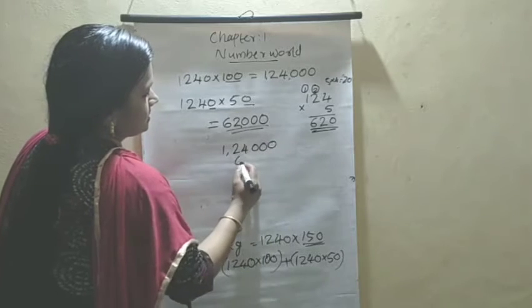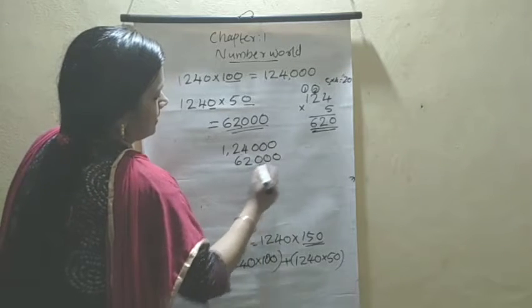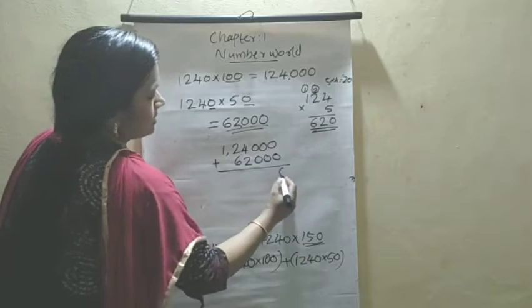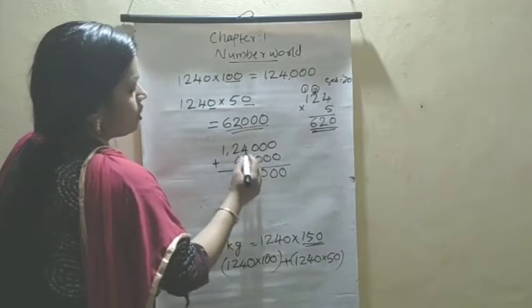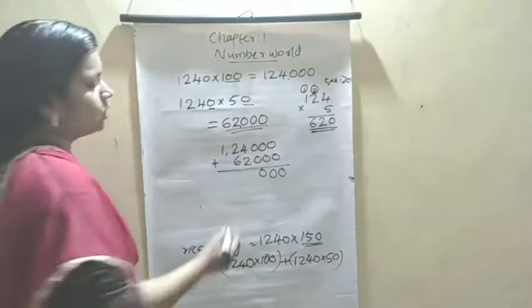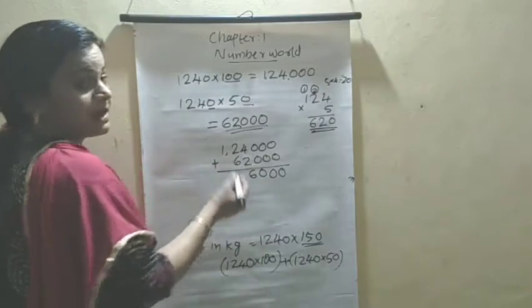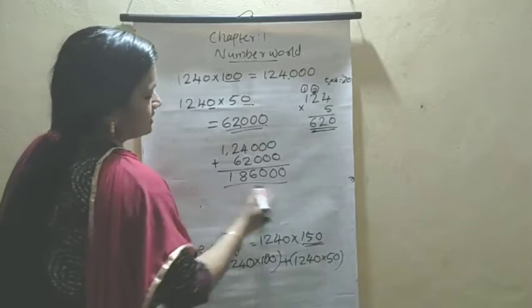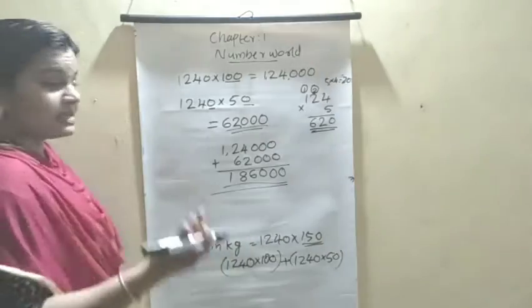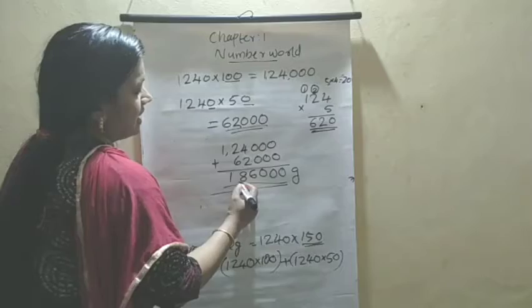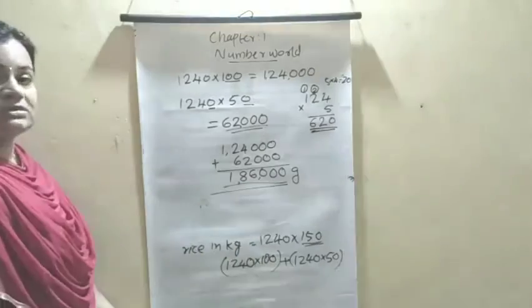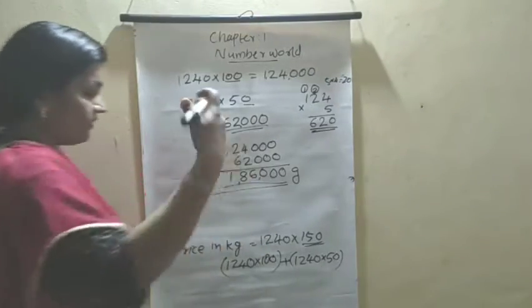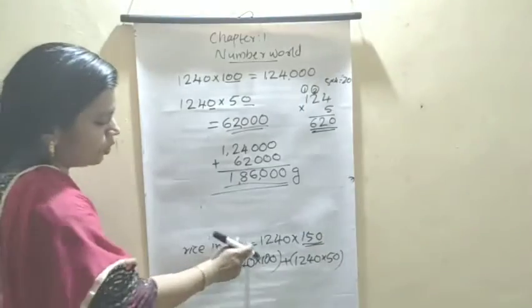1,24,000 plus 62,000. Add these two numbers: 0, 0, 0. 4 plus 2 is 6. 2 plus 6 is 8. And 1. Then what is the answer? The answer is 1,86,000 grams. But we want to find the rice in kilograms.